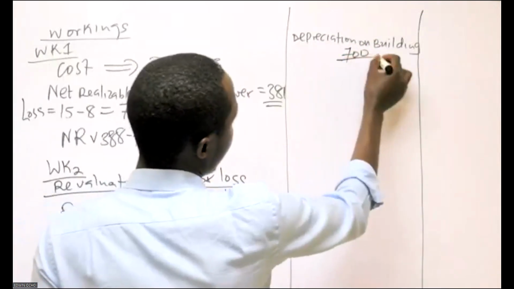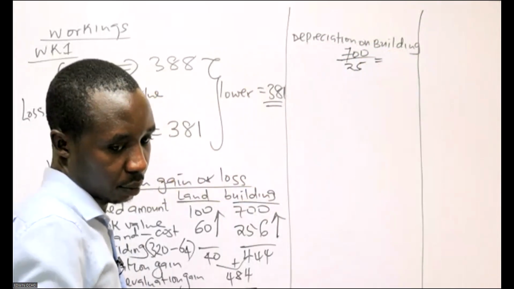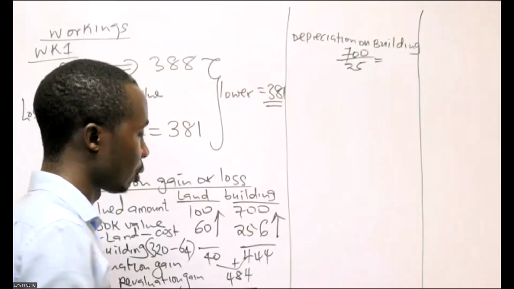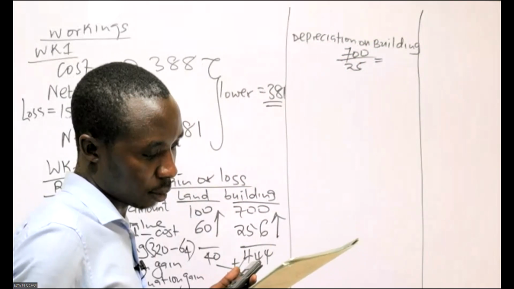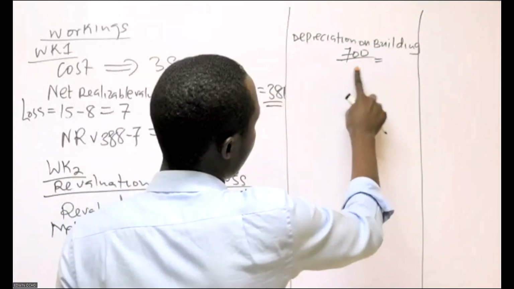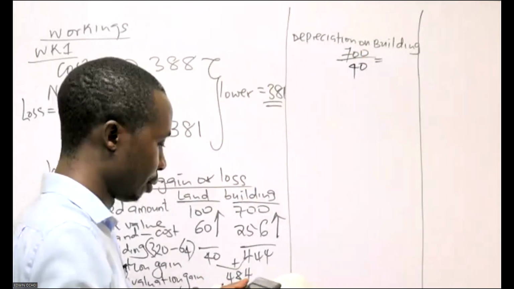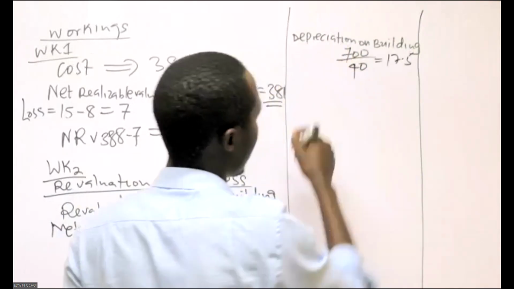So meaning that 700 divided by 25, what do we have? Sorry, 40 years, I don't know why I'm saying 25. The remaining life is 40 years, not 25. So this is 17.5. So this is an expense.